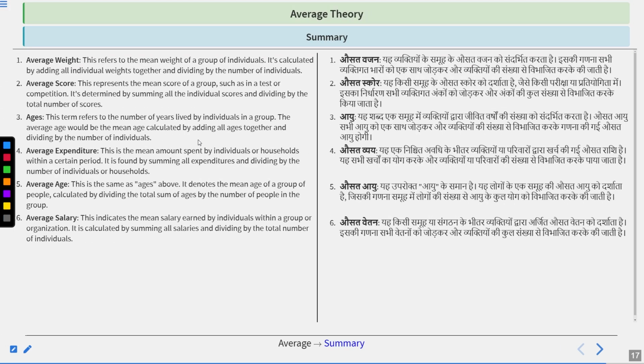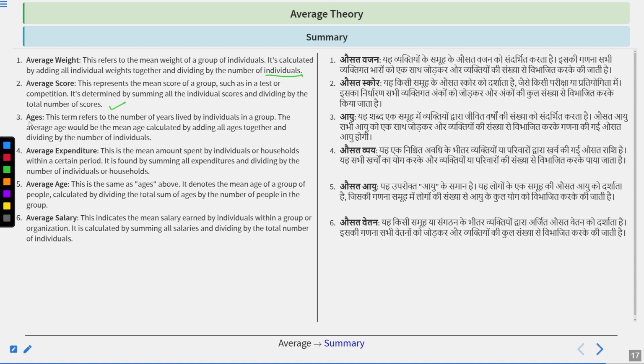Now summarizing today's lecture. What is average weight? This refers to the mean weight of a group of individuals. It's calculated by adding all individual weights together and dividing by the number of individuals. Clear? In the same way, average score represents the mean score of a group, such as in a test or competition. It's determined by summing up all the individual scores and dividing by the total number of scores.